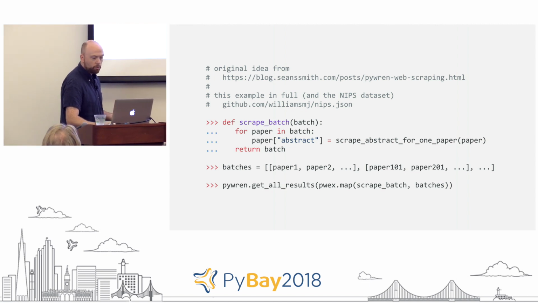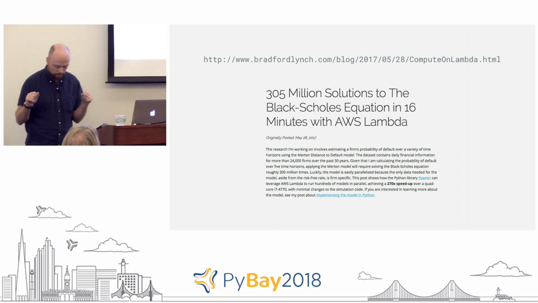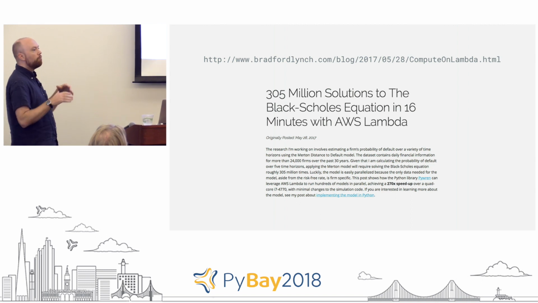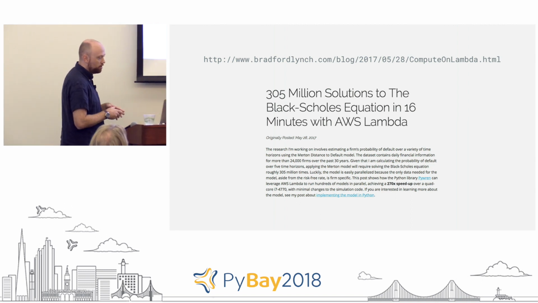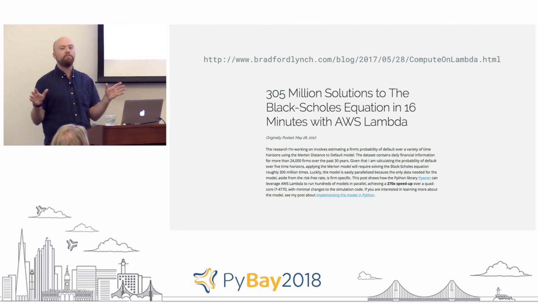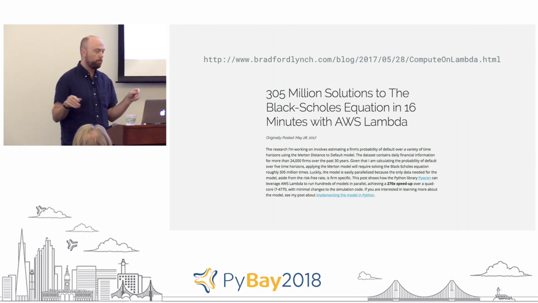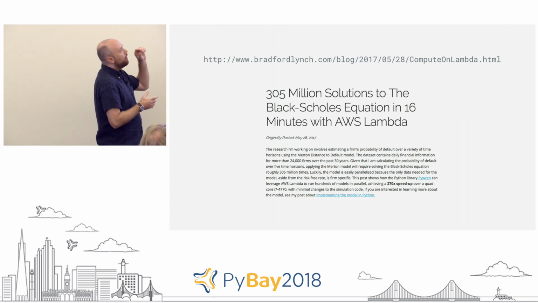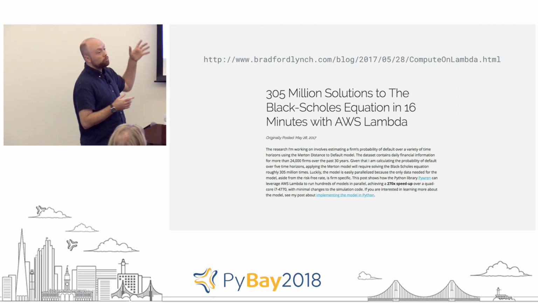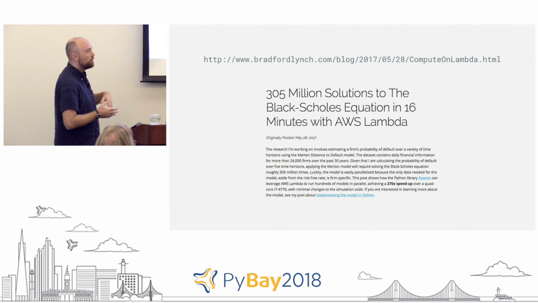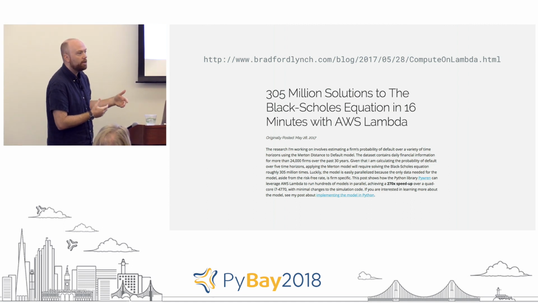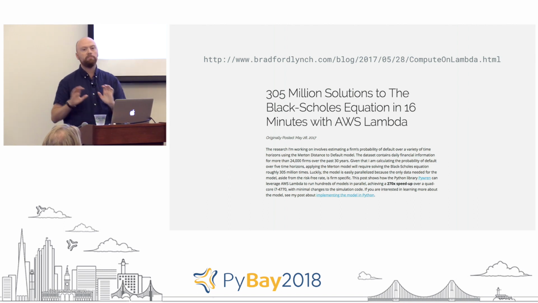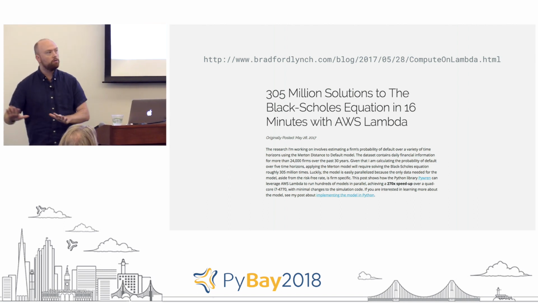So that's web scraping. Perhaps more glamorous from the data science point of view is doing a heavyweight numerical calculation. Black-Scholes is a partial differential equation that in practice completely fails to predict the evolution of the price of options, but people like to solve it for whatever reasons. Bradford Lynch wanted to solve it 305 million times. It's a fairly heavy numerical calculation, but again, with really one or two changes to his code, he was able to shift that onto Lambda as a backend using PyWren.